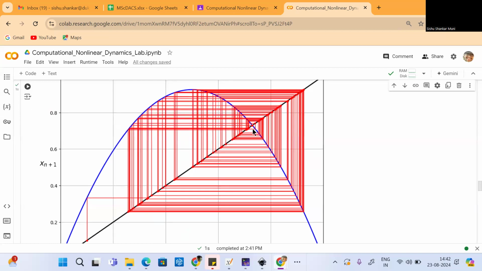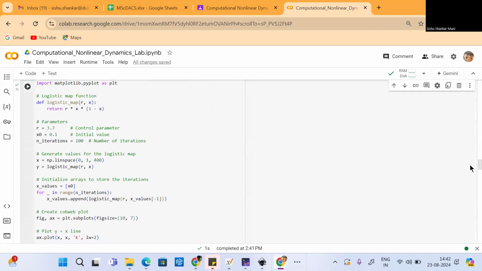Let us see if you want to understand that concept. How many iterations? 100 iterations. Shall I do 1,000 iterations? If I do 1,000 iterations, you will see that it will fill the region in a dense way.